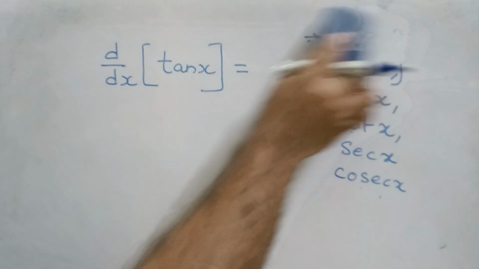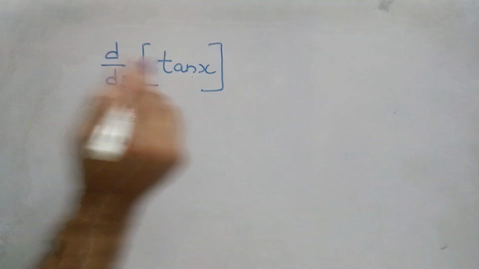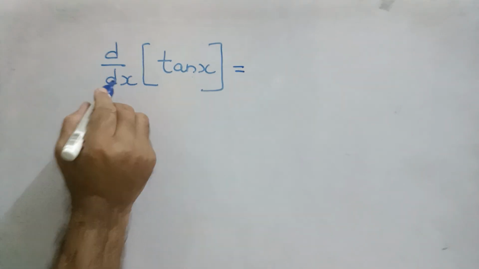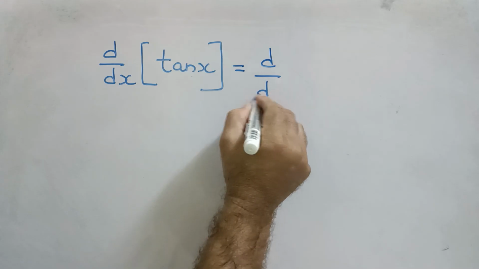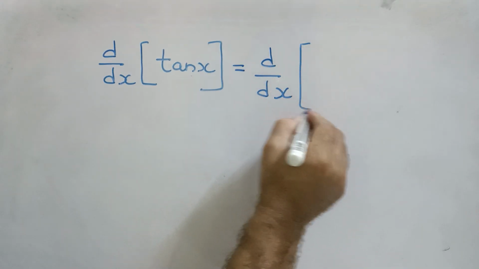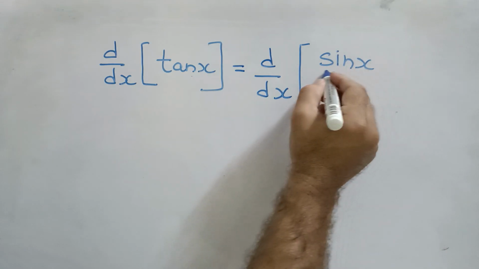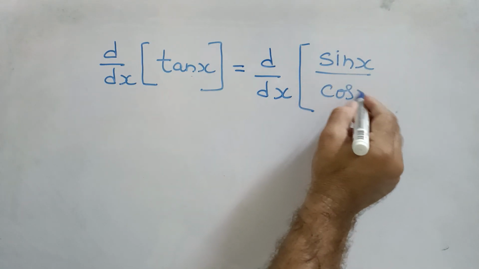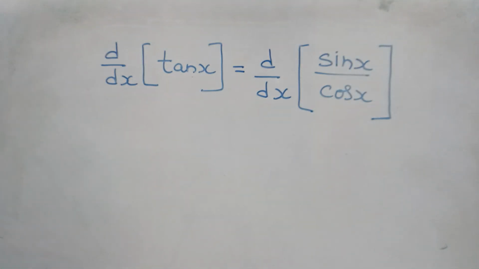Then what is the value of d by dx of tan x? Can anybody answer? So what is d by dx of tan x? Very simple. Follow me very clearly. So d by dx. What is tan x actually? Just now I told you, it is sin x by cos x. Am I correct?